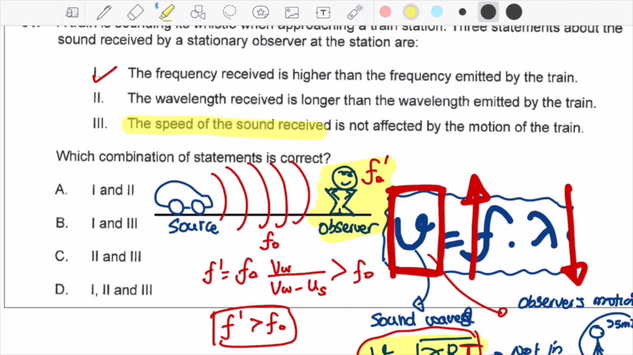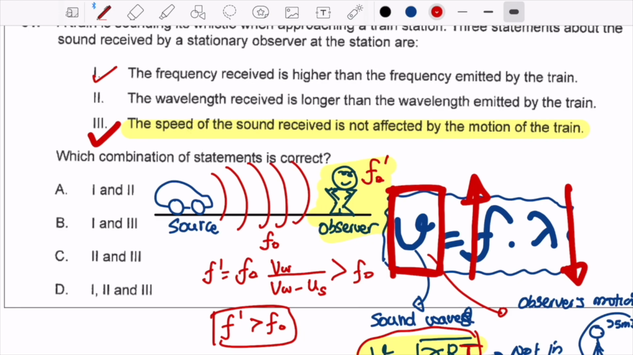The speed of the sound received is not affected by the motion of the train. Of course, right. Why? Because you have to move, either towards the source or away from the source, if you want your received speed, or your perception of the speed, to be changed.